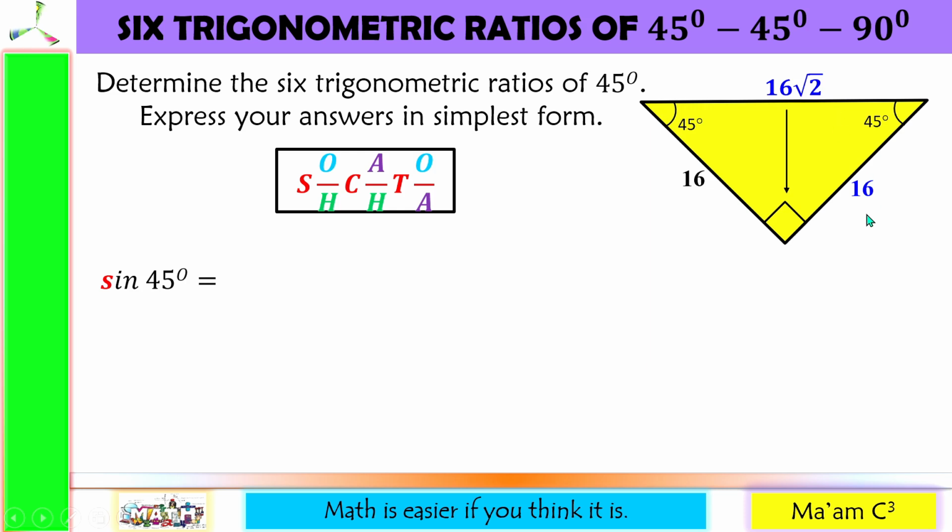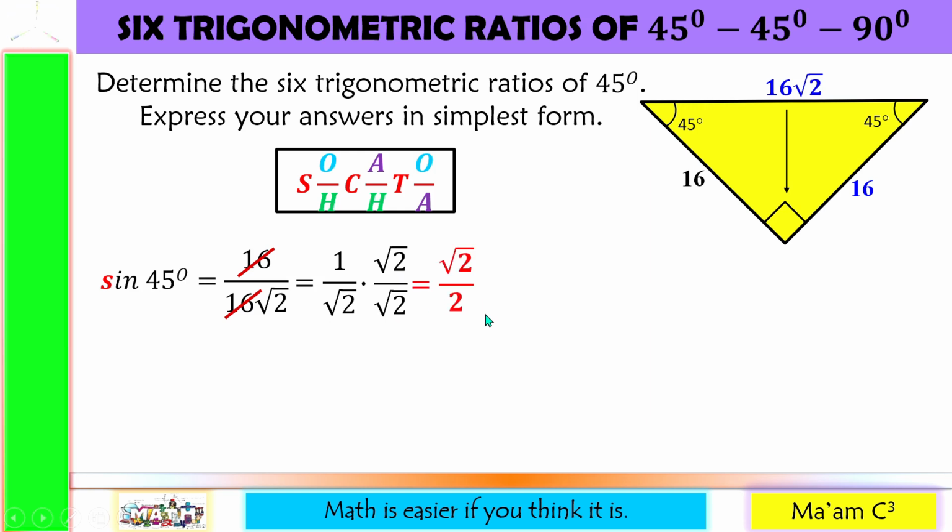So we have 16 divided by 16 square root of 2. 16 and 16 here will cancel out, leaving us 1 in the numerator. So this will be 1 over square root of 2. You have learned how to rationalize. We're going to multiply this by square root of 2, both numerator and denominator. 1 times square root of 2 is square root of 2, while square root of 2 times square root of 2 is simply 2. So square root of 2 over 2.